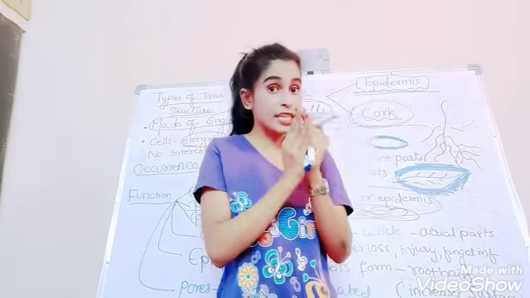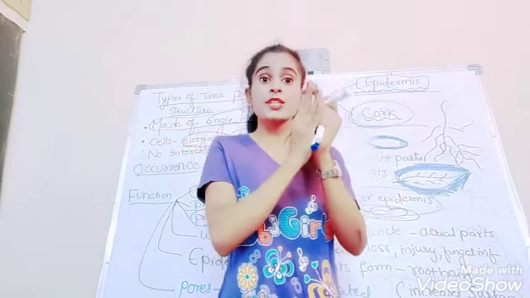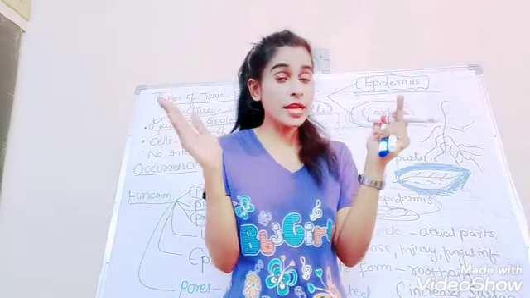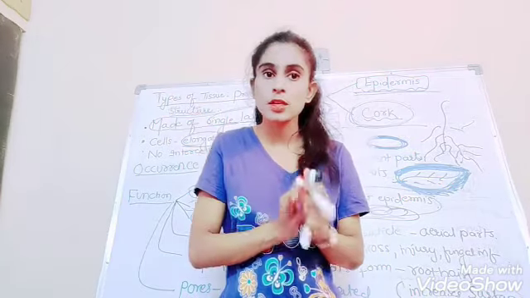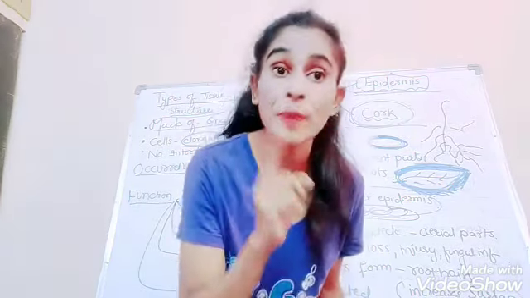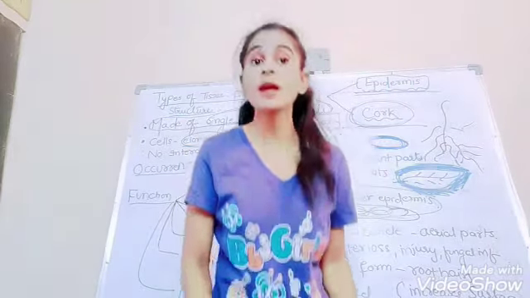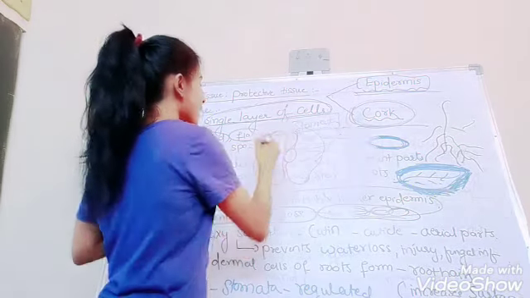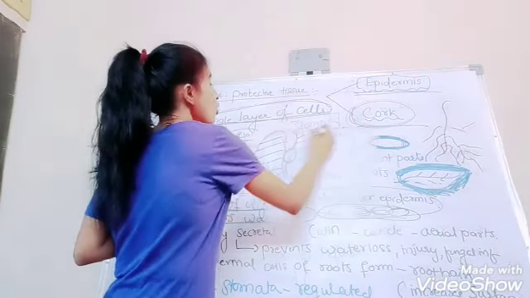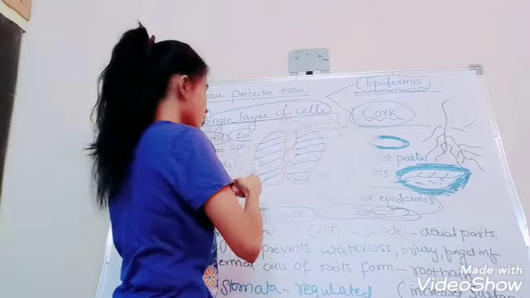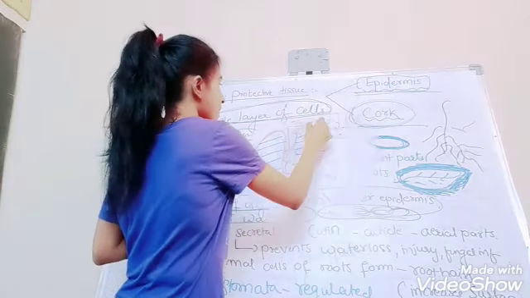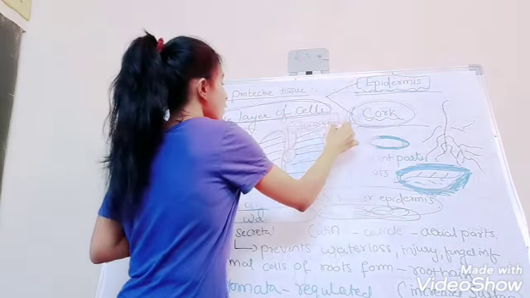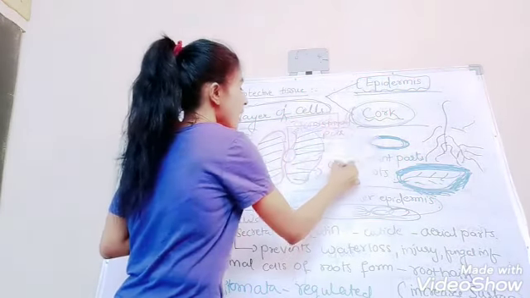When there is the respiration process going on, it will open the stomatal pore. When it is not required, it will be closed. So who regulates the opening and closing of stomata? Your guard cells will regulate the opening and closing of the stomata, dear children. This one is the stomatal pore, and it is regulated by your guard cells.